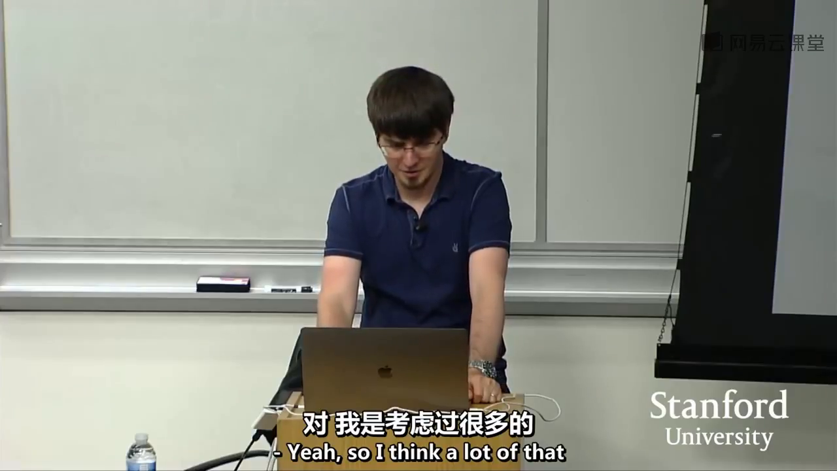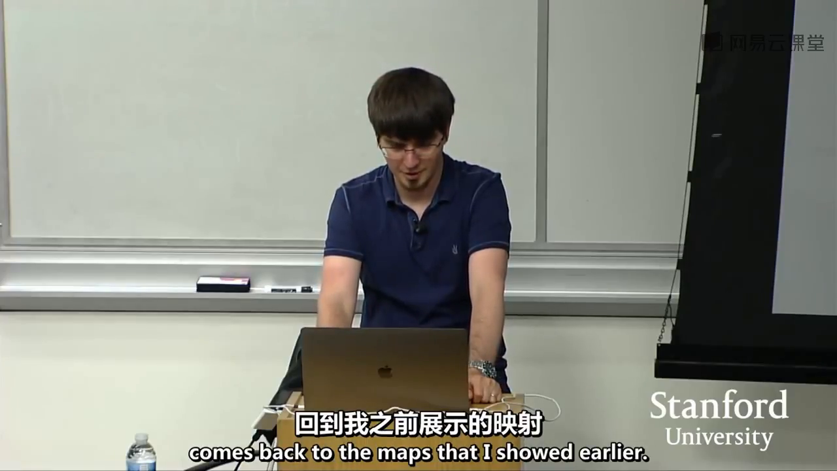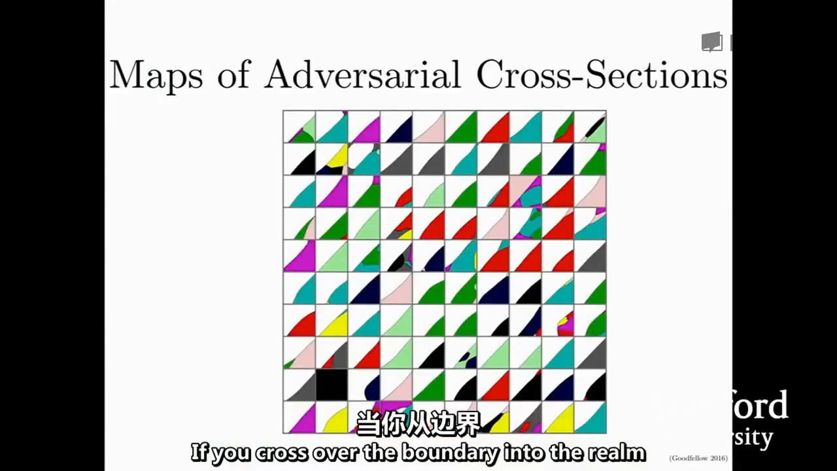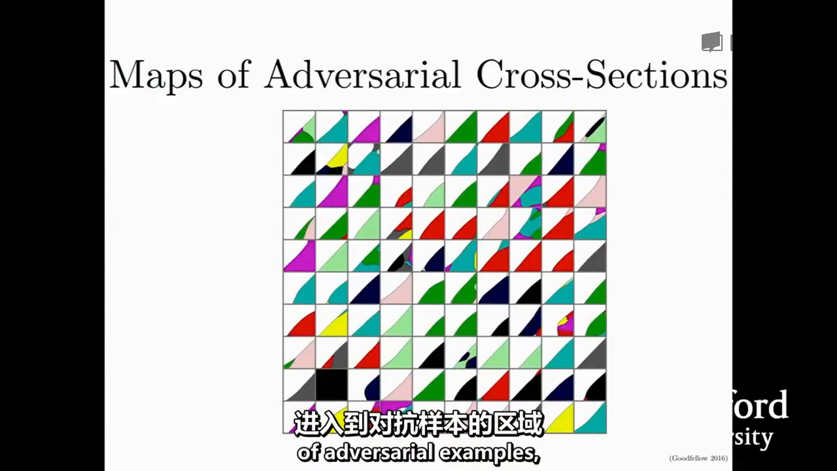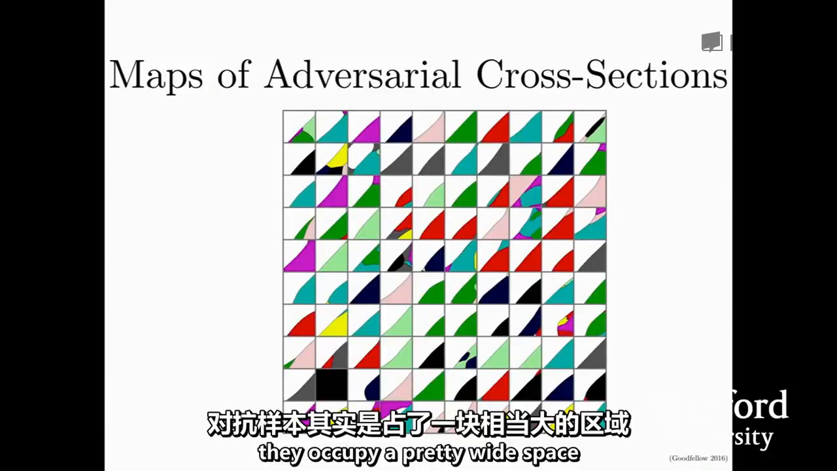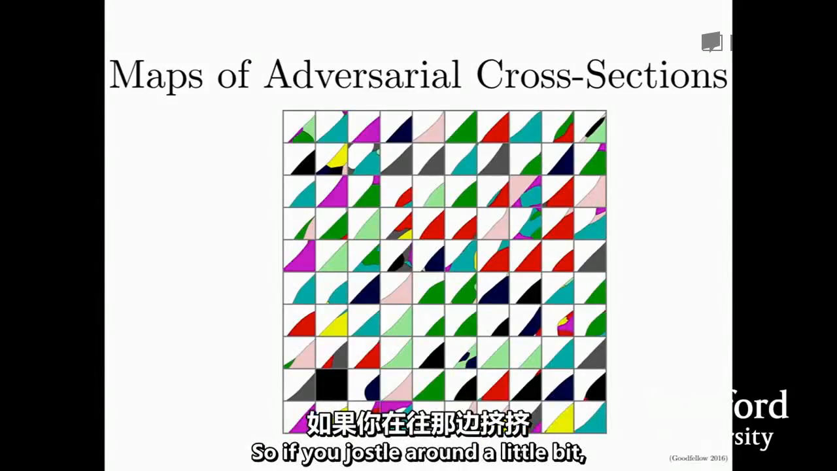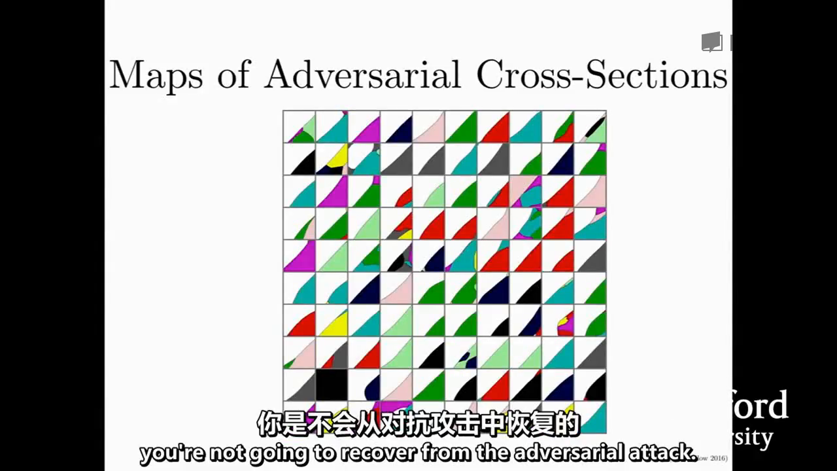I think a lot of that comes back to the maps that I showed earlier, that if you cross over the boundary into the realm of adversarial examples, they occupy a pretty wide space, and they're very densely packed in there. So if you jostle around a little bit, you're not going to recover from the adversarial attack.